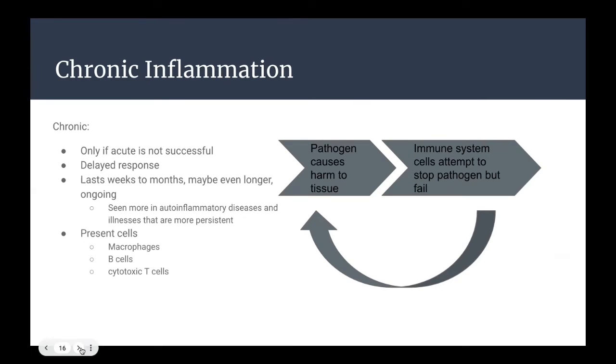continues to cause damage. And chronic inflammation can last anywhere from days to months or even longer, depending on the illness. Usually, autoinflammatory diseases are known to have chronic inflammation as a key symptom. Most of the cells that are present for chronic inflammation are cells that last longer, such as macrophages, because since they last longer, they can really fight off the chronic inflammation.